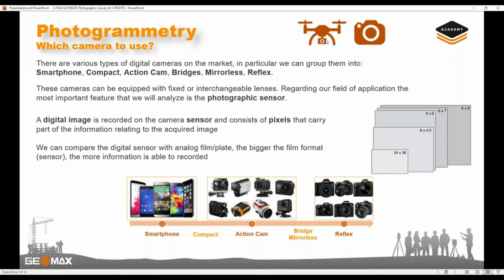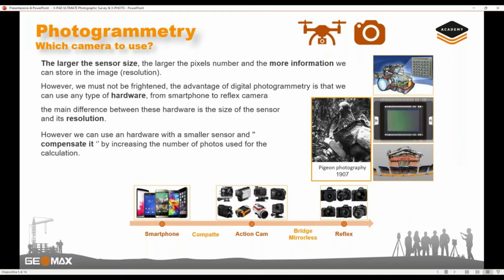Regarding the difference between the cameras, we need to talk about the photographic sensor. A digital image is composed of different pixels, like a grid of pixels, and this digital image is recorded in the camera sensor. We can compare the digital camera sensor to the old analog film. The bigger the film, the bigger the camera sensor, the more information we can record and acquire directly on field. So the larger the sensor size, the more information we can store.